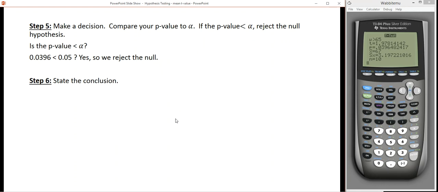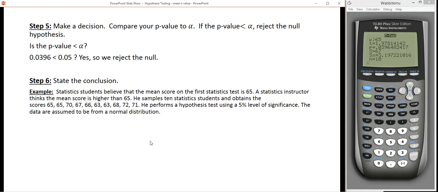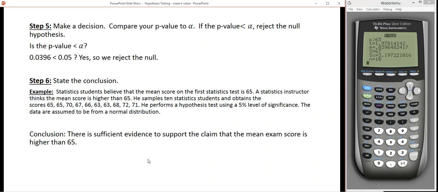Lastly, we have to state the conclusion. So because we reject the null, that means we do have sufficient evidence to support our alternative claim. So let me just put the example back in here so we can remember what our claim was. So statistics students believe that the mean score is 65, but the instructor thinks that the mean score is actually higher. So our conclusion would be there is sufficient evidence to support the claim that the mean exam score is higher than 65. So we would actually have evidence to support that instructor's claim.